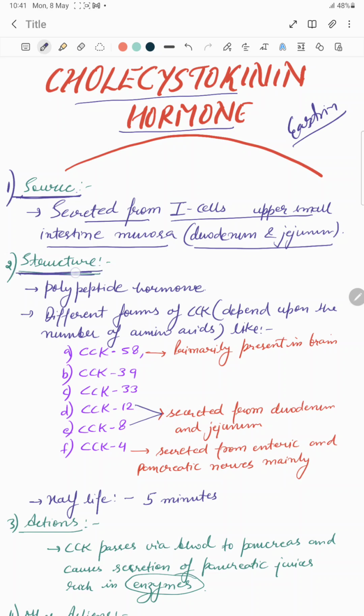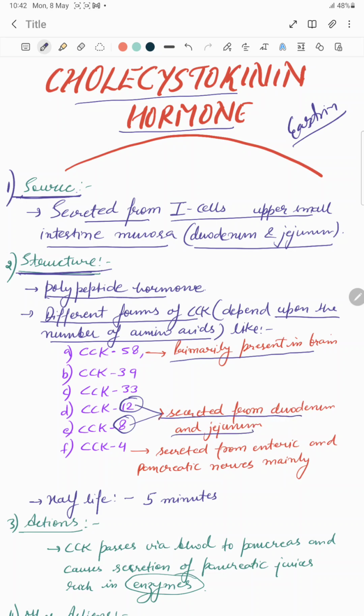The structure: it's basically a polypeptide type of hormone, and there are different forms of cholecystokinin depending upon the number of amino acids. According to that, there are various forms like cholecystokinin 58, which is primarily present in the brain, cholecystokinin 39, cholecystokinin 33, cholecystokinin 12, and cholecystokinin 8. This 12 and 8 form is basically secreted from the duodenum and the jejunum.